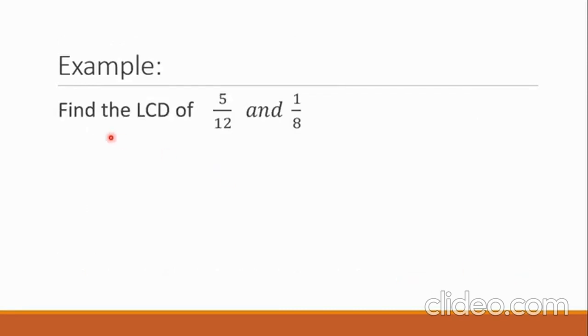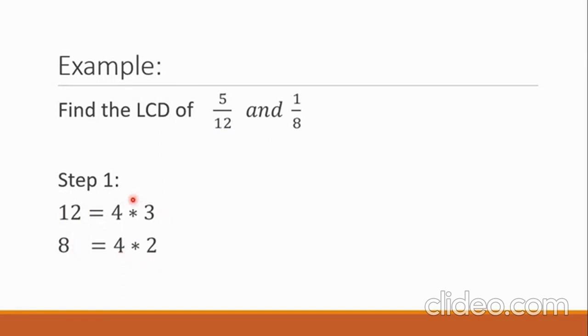Let's have an example. Find the LCD of the fractions 5 over 12 and 1 over 8. So step 1 is, we're going to list the denominators 12 and 8 here. Then we will factor out these numbers. Initially, we may think of the factors of 12 to be 4 and 3, and the factors of 8 are 4 and 2.